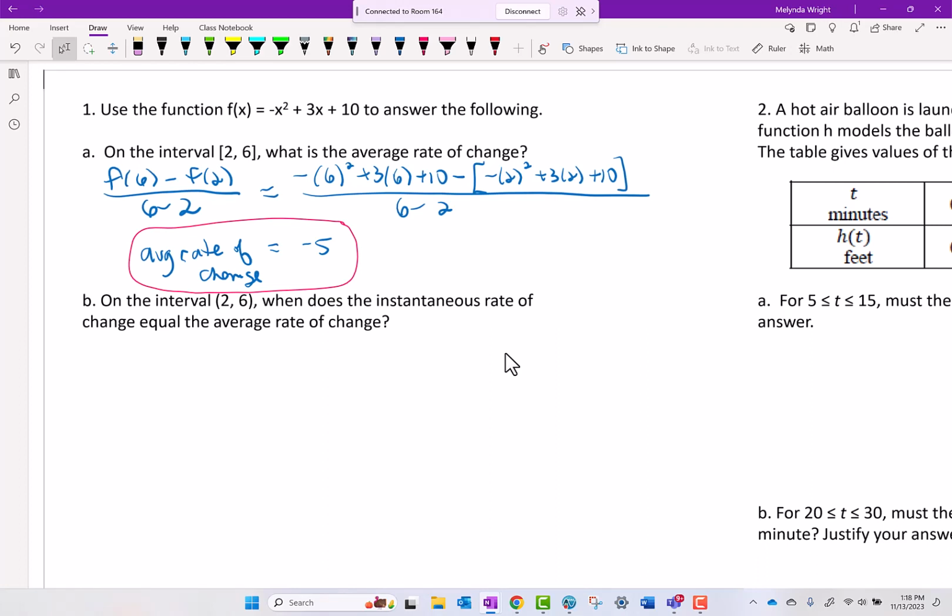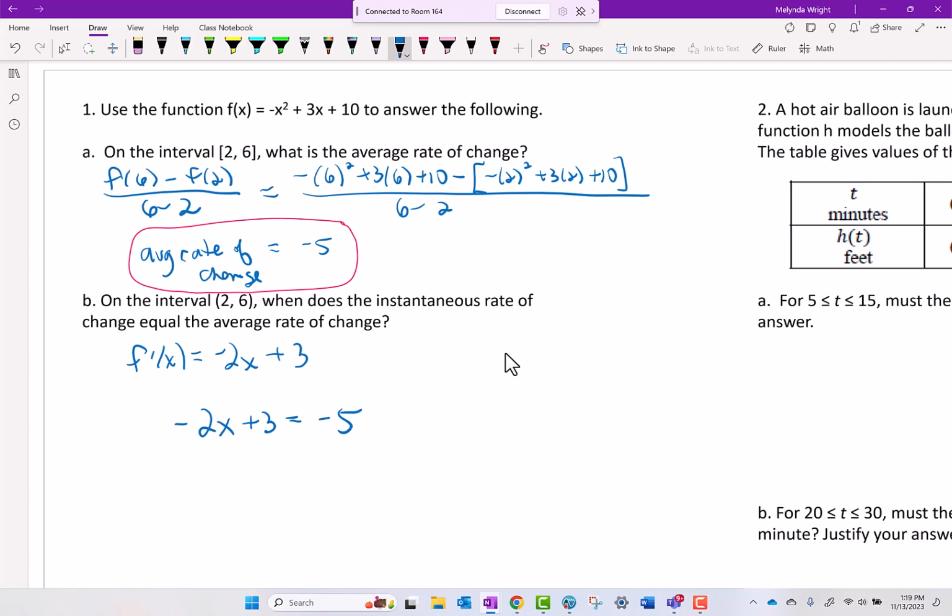Well, we would need to find an equation for instantaneous rate of change, right? And how do we do that? We just take the derivative. So we do f prime. So f prime of x would be -2x plus 3. Okay, so we want our instantaneous rate of change, which is -2x plus 3, to equal the average rate of change. So let's make that happen. Let's set that equal to each other.